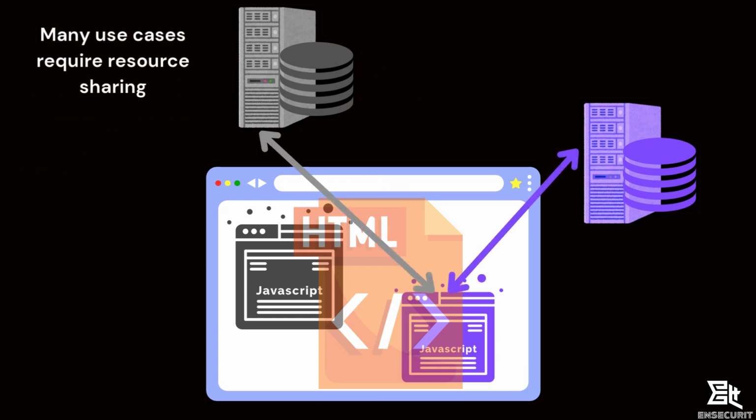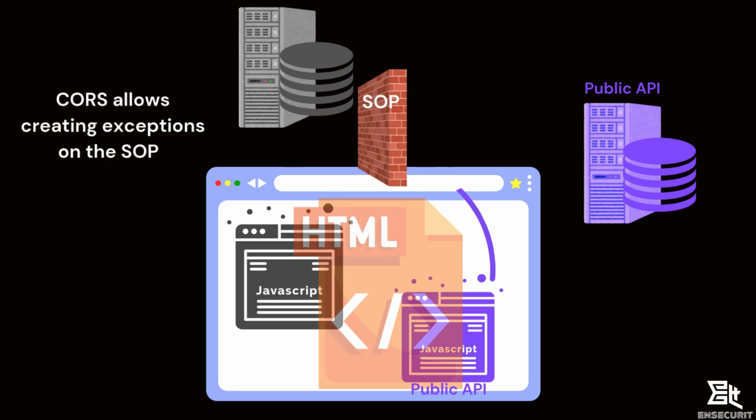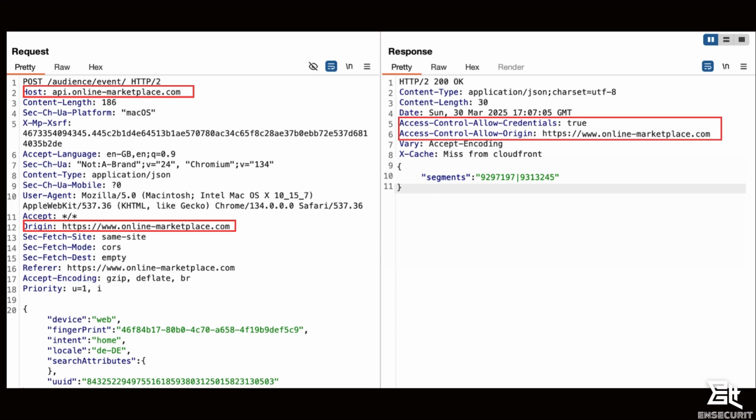However, web applications often need to share resources across multiple domains, for instance, when integrating with public APIs. This is where CORS comes into play, which is implemented into the browsers as a controlled relaxation of the SOP. CORS enables controlled access to resources across different origins while enforcing security through predefined rules. For example, api.online-marketplace.com can explicitly allow www.online-marketplace.com to access its resources by specifying the appropriate origin header.